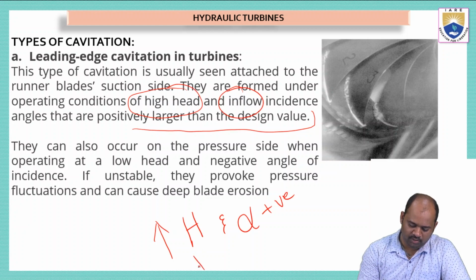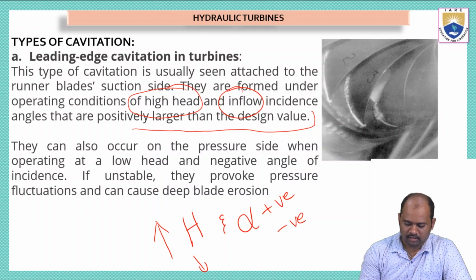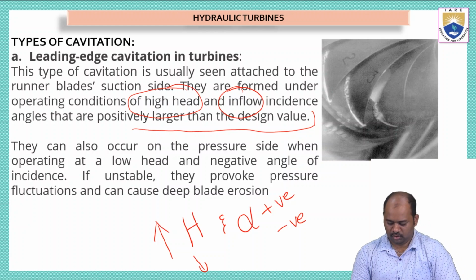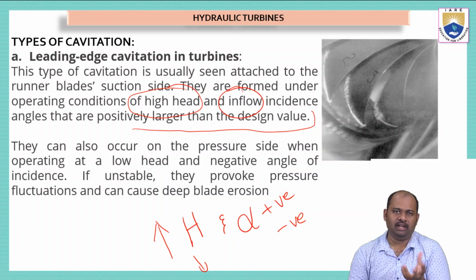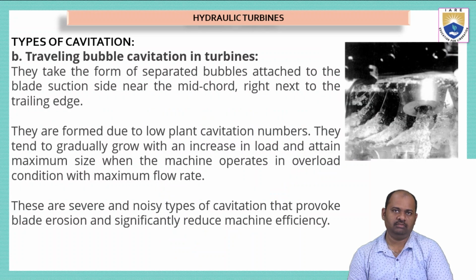And if this head is low and alpha, that is the leading edge angle, is negative, then we can see this type of cavitation on the other side of the turbine, not the suction side. Due to the formation of cavitation, we can see fluctuation of speed. The turbine runner may not rotate easily. That means fluctuation of speed will be observed. Due to this, we can see a decrease in efficiency.